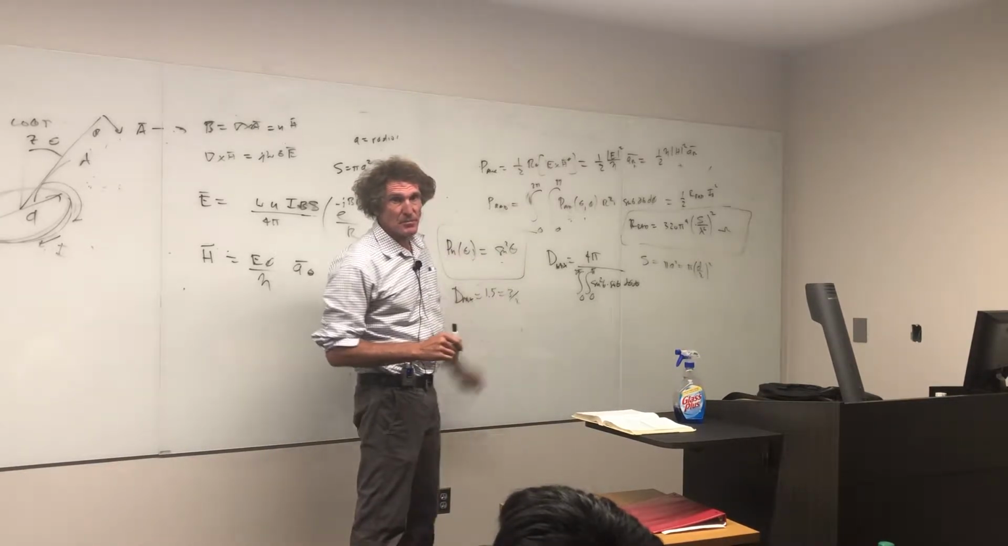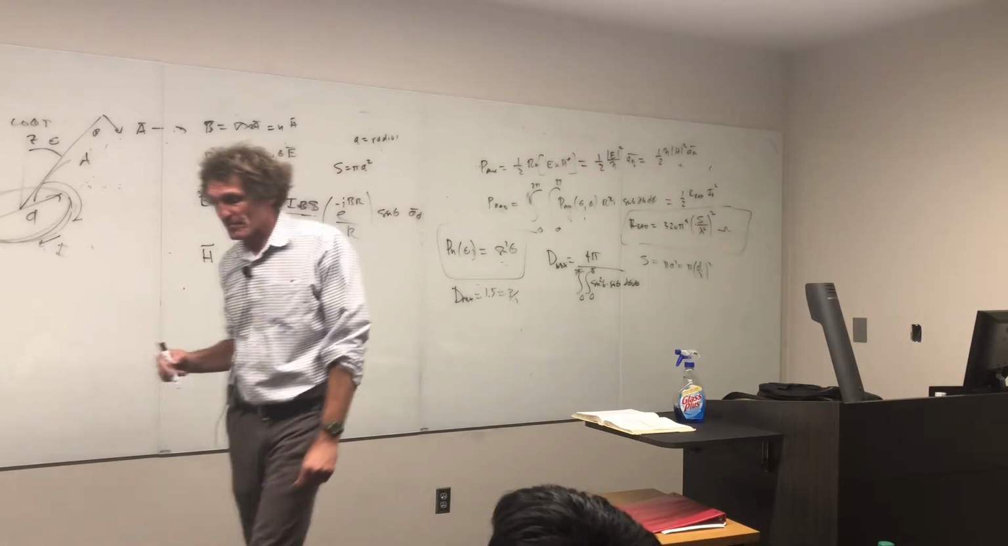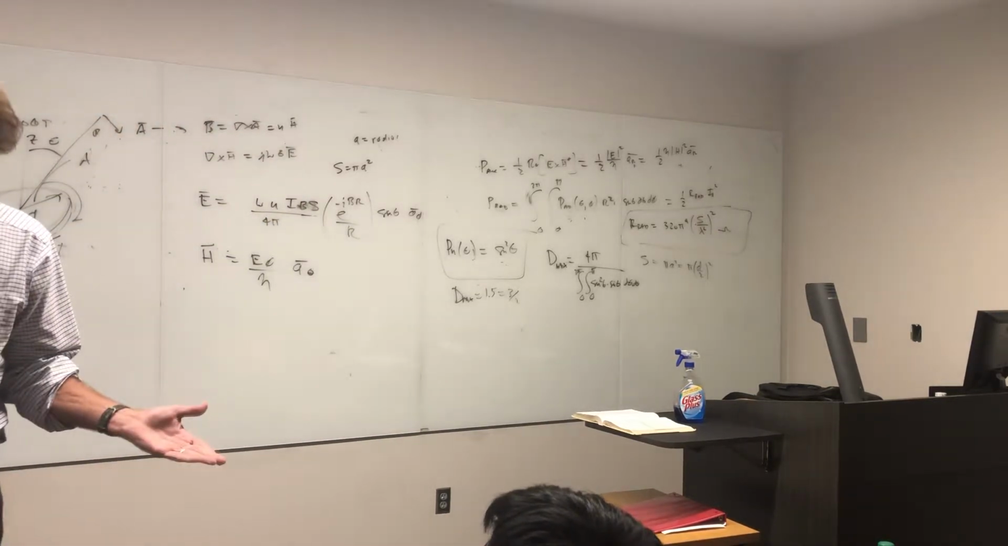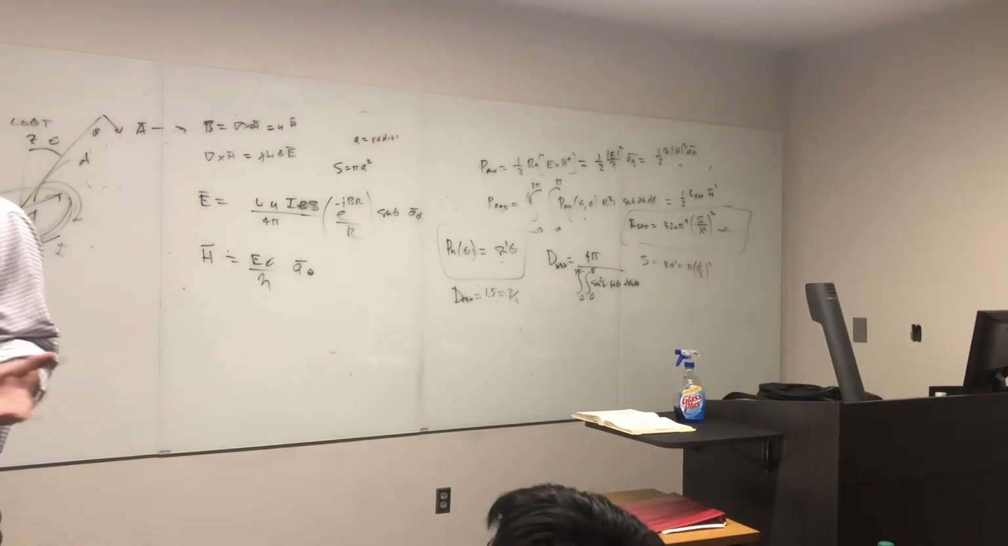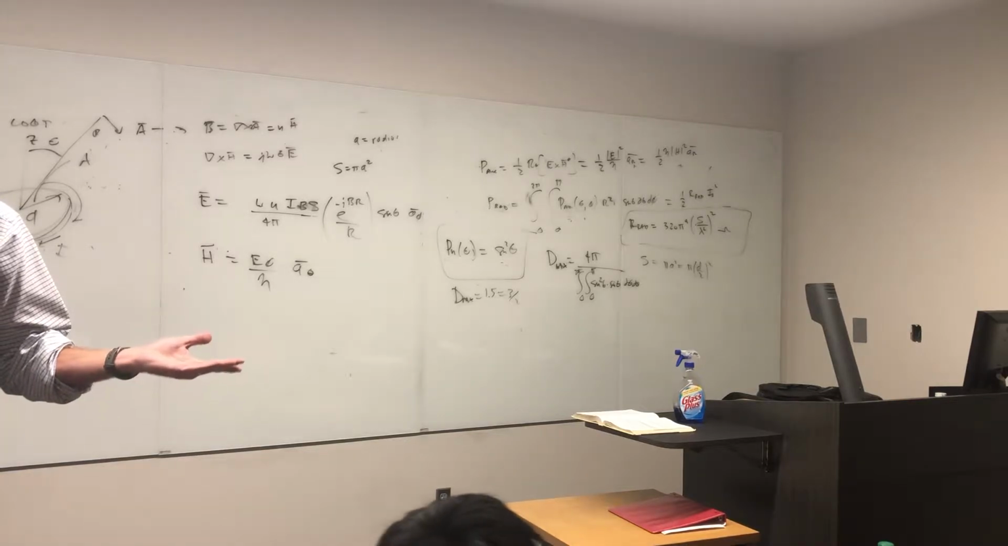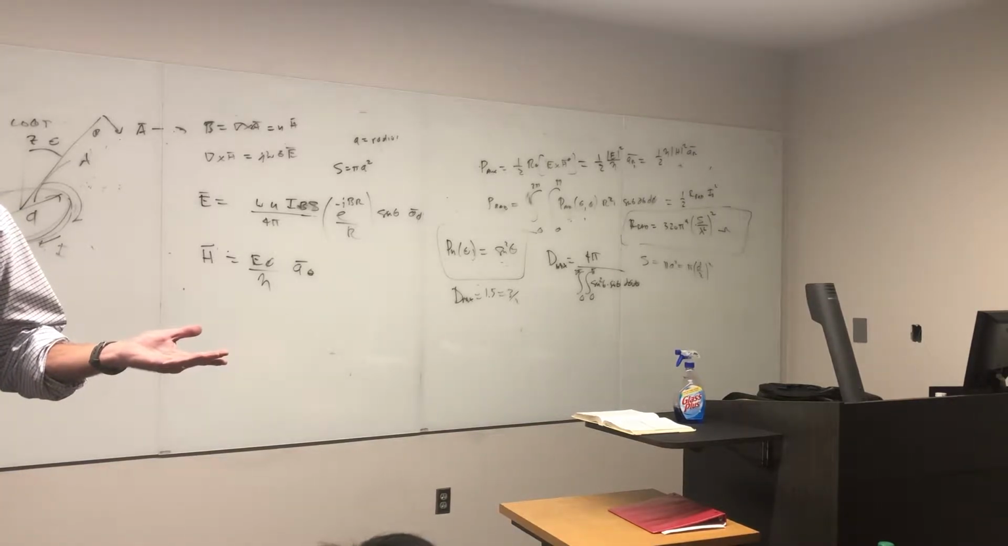What's the beam width going to be based on what we talked about with the short dipole? What was it for the short dipole? 90. What do you think it's going to be for this one? 90. Why? Because the normalized power pattern is the same. That tells you the beam width, okay?